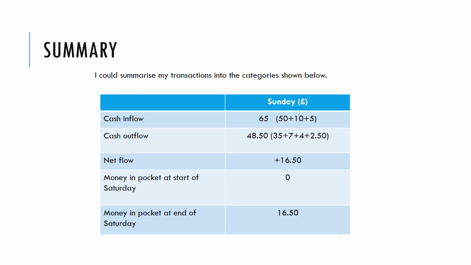I could have summarised my transactions into the following categories: cash inflow, all the cash I received throughout the course of the day, the 50, the 10 from the lottery and the 5 from my friend, 65, all the cash outflows, all the cash I spent, to leave me my net flow of plus £16.50, money I had at the start of the day and money I had at the end of the day. And that would summarise my cash flow for Saturday, and it's a very similar idea for business.